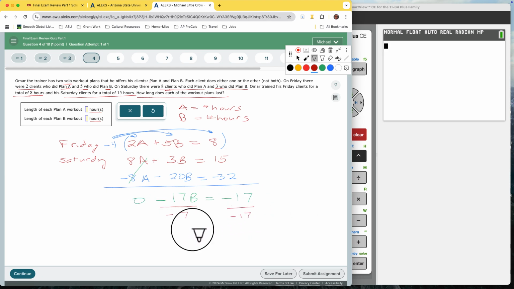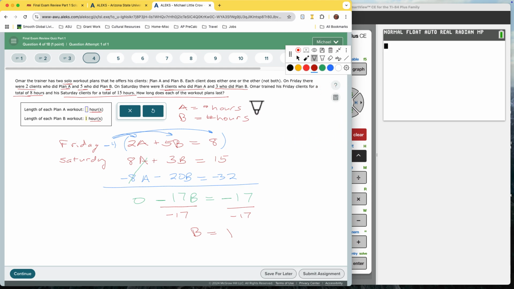17, giving us b is equal to positive 1. So we've got b is 1 hour long. Let's put that in there. We'll do a check on that in a moment.